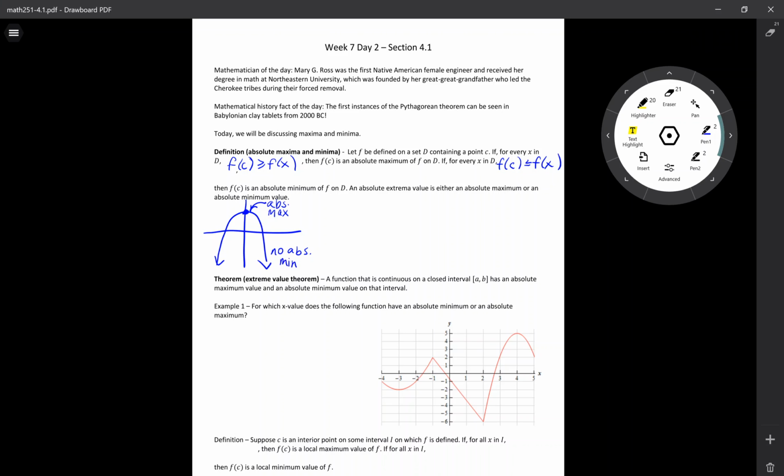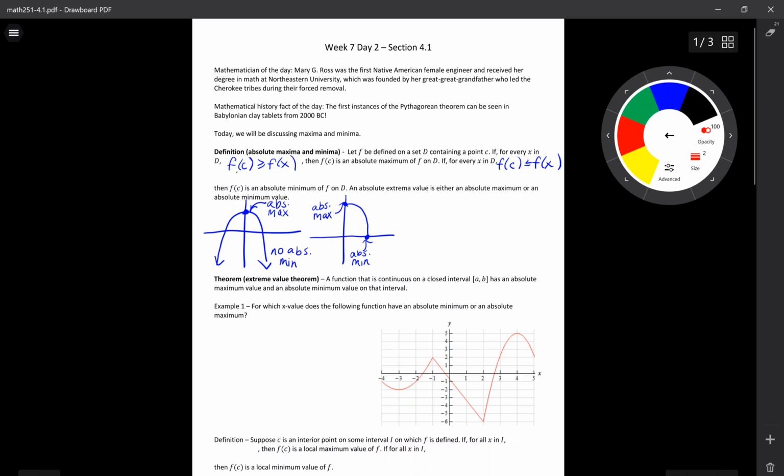All right, let's look at a graph like this. So say I have a closed circle there and a closed circle there. Well, obviously this right here would be our absolute max, since it is the highest y value on our whole graph. Here we have a closed interval, right? We're not from negative infinity to positive infinity. And this is my absolute min. So it's important to note here that my interval is closed. I have a closed circle here, and I have a closed circle here.